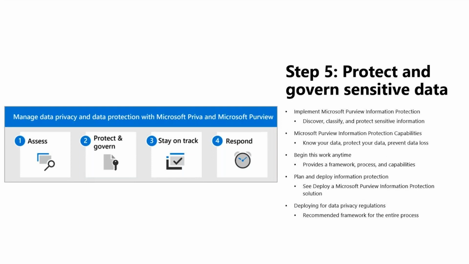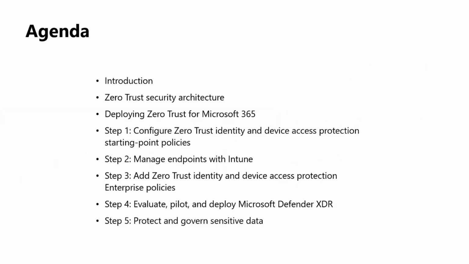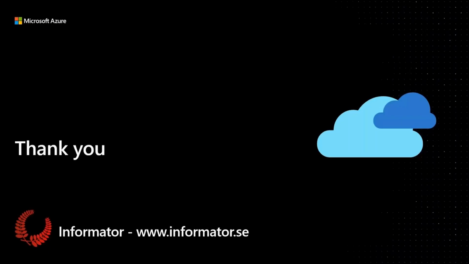These were the five steps: configuration of zero trust identities and endpoints, device protection, enterprise policies, XDR, and governing of the data. There is a lot more than that.